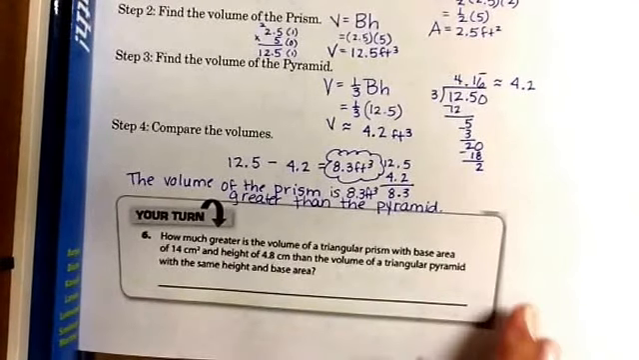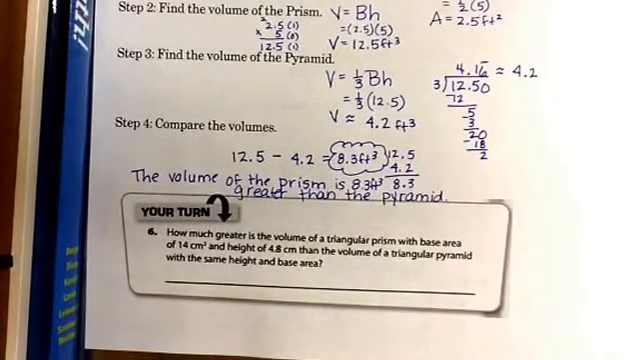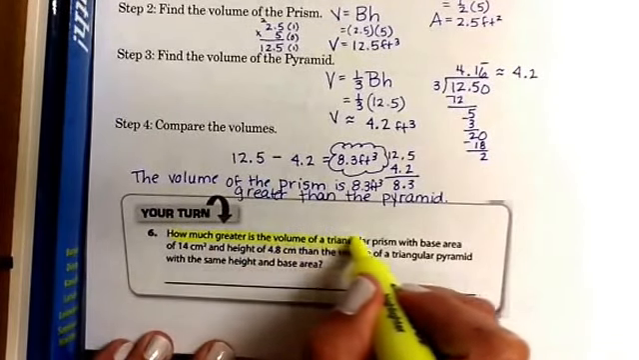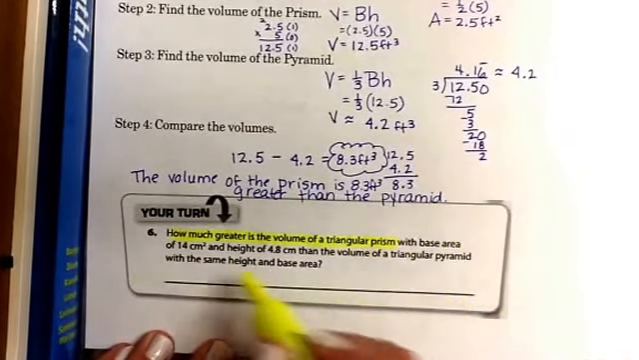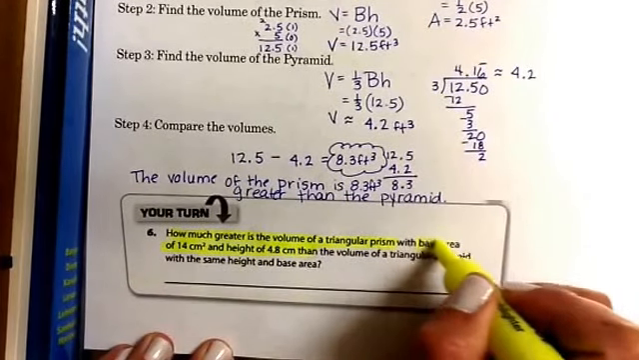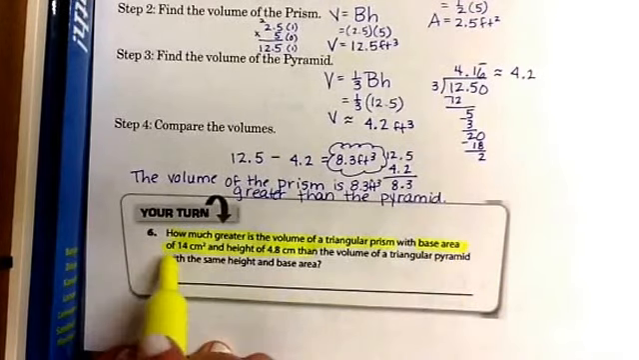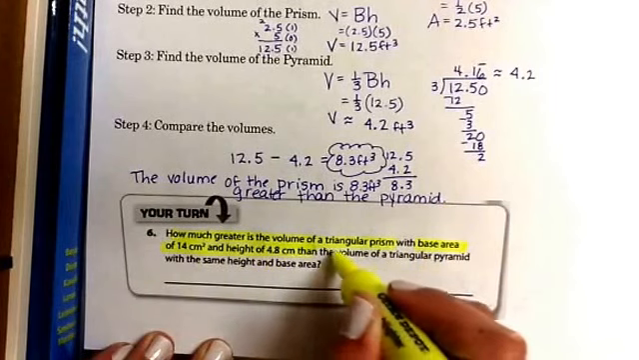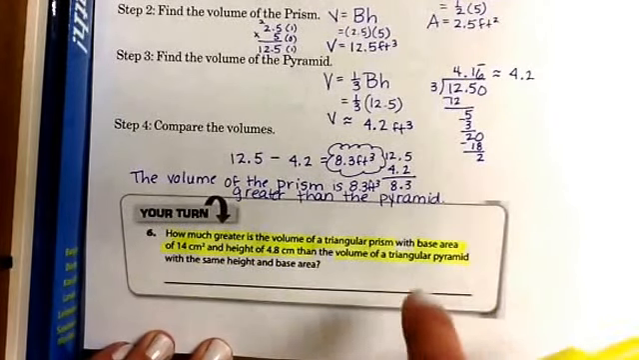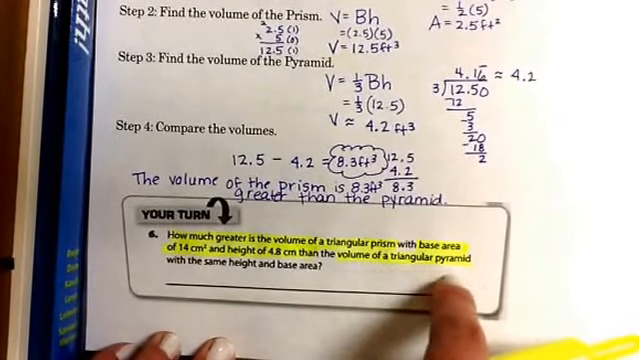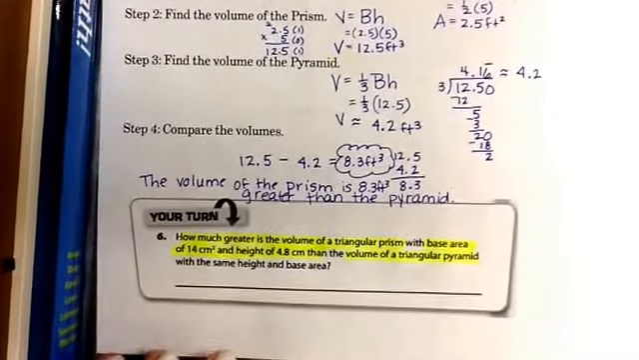Okay, on your turn, we're going to read the question together. How much greater, oh here we go, how much greater is the volume of the triangular prism with the base area, so they're giving you the whole capital B, of 14 centimeters squared and the height of 4.8 centimeters, than the volume of the pyramid. So this one is worded correctly. So the prism is going to be greater than the pyramid. So up there it was worded incorrectly.